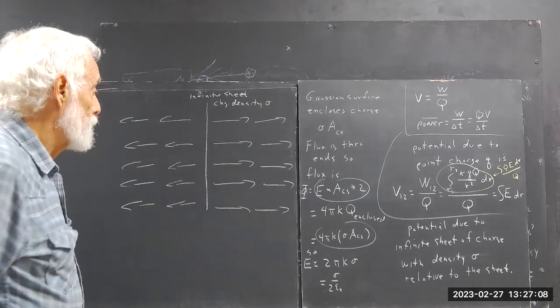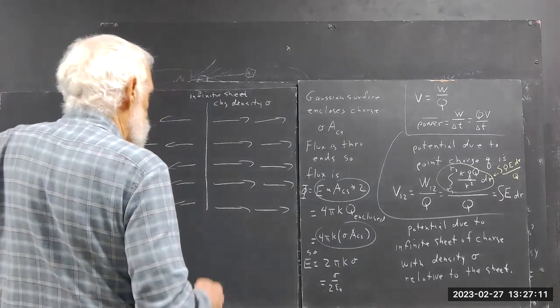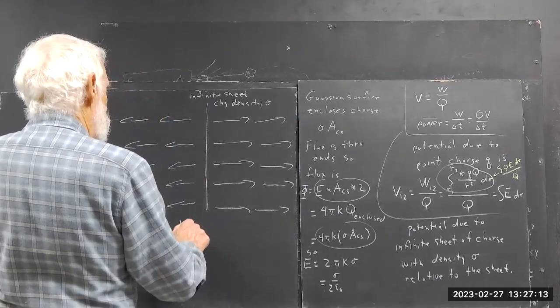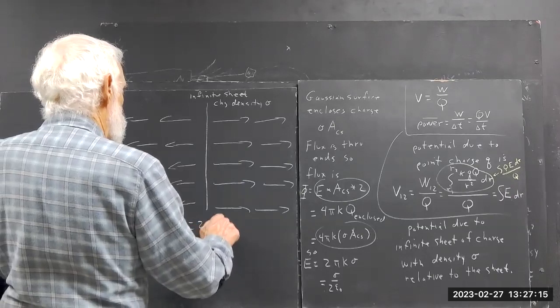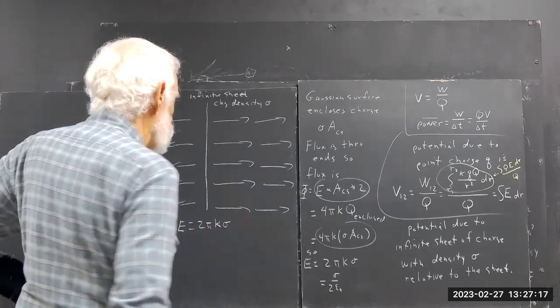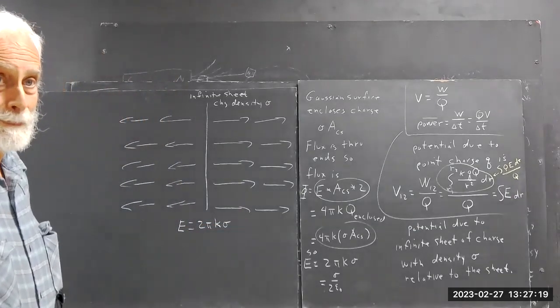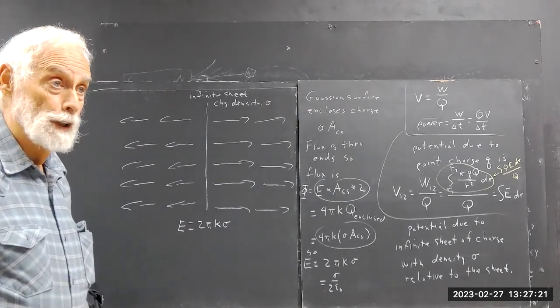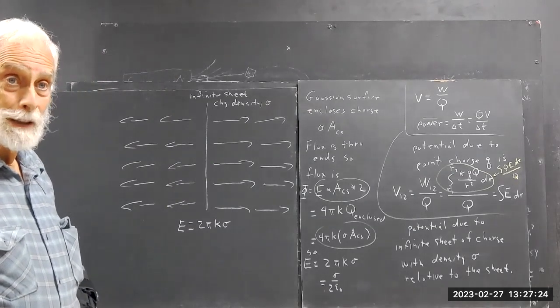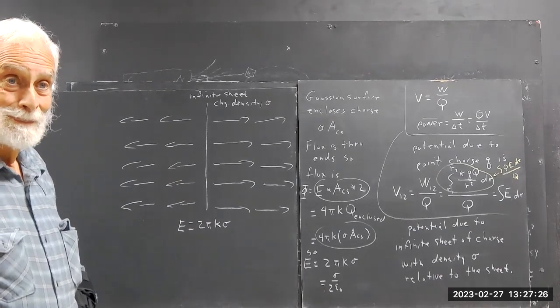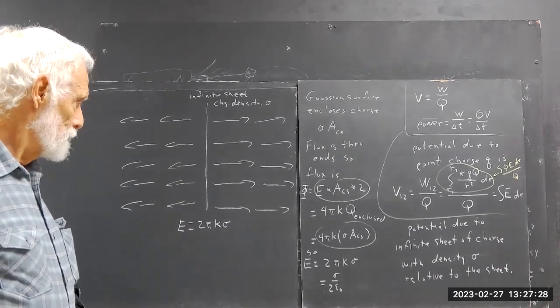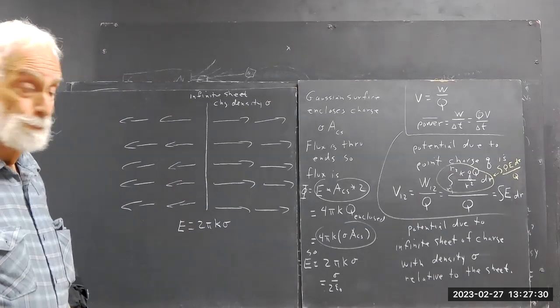All right. So we have E equals 2 pi k sigma. You might like sigma over 2 epsilon naught better because it doesn't have pi in it, so it's less confusing. You can make your choice and be able to do it either way.